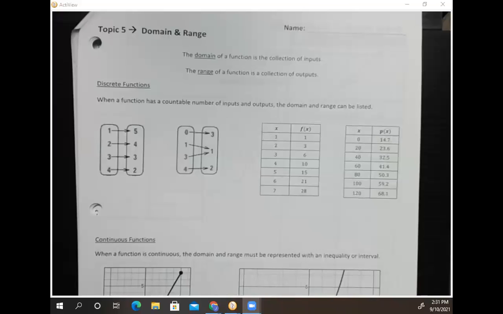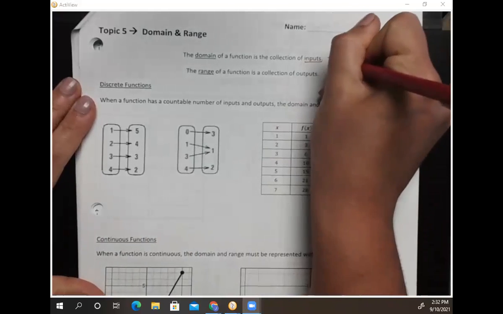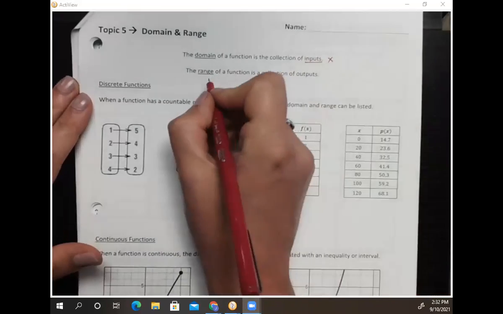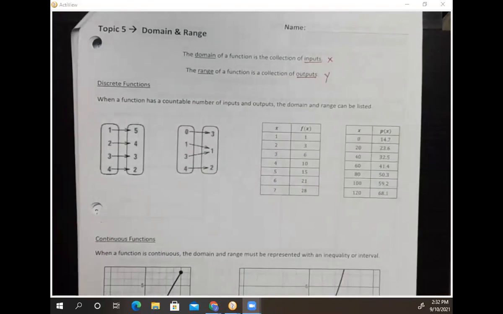Okay, so we are on page 19 today, and we're going to talk about domain and range. Domain and range are really just another way to talk about input and output, or X and Y values. And that's what we see at the top of our paper here. So the domain of a function is a collection of its inputs, and those would be the X values. The range of a function is the collection of its outputs, so those would be the Y values.